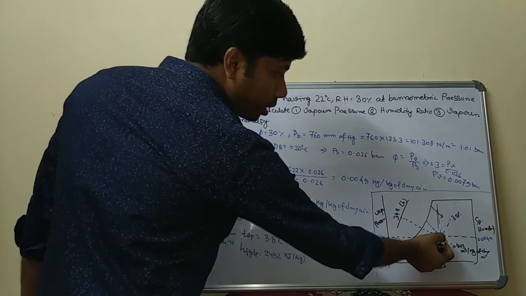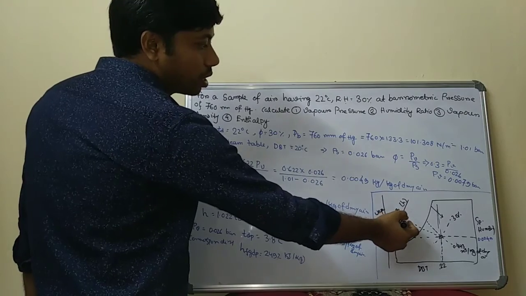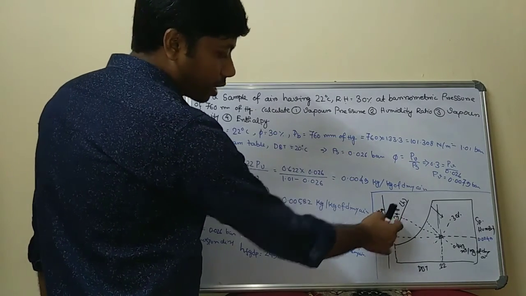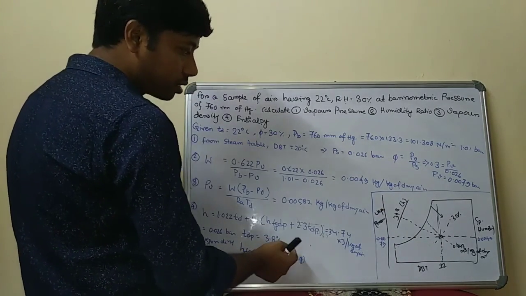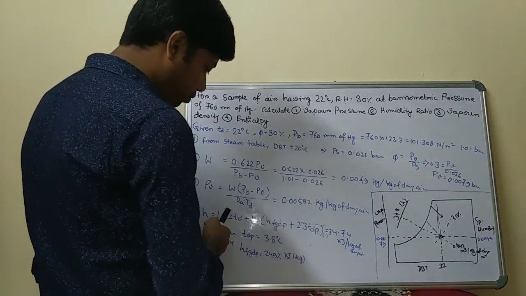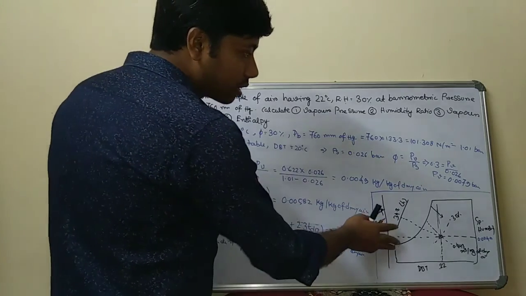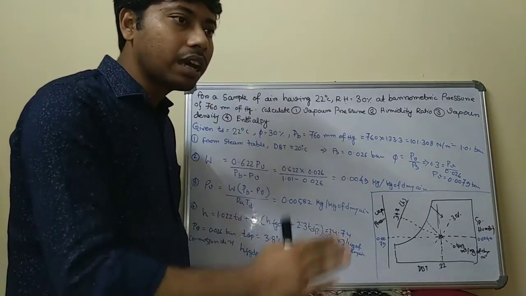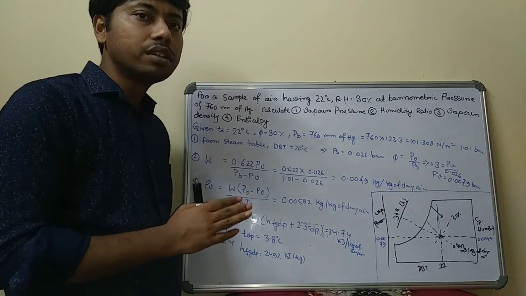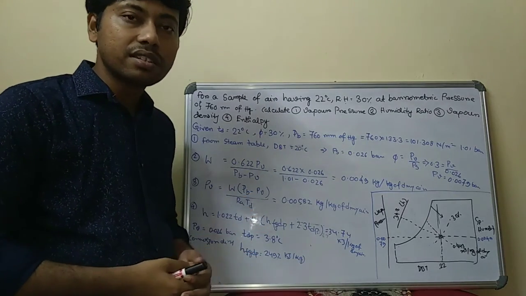So this is your point. If you draw this line corresponding, this line gives you the enthalpy line. That will be your 34.8. That will match the enthalpy which you calculated. So in this way, you can easily solve any psychrometric problem or numerical in air conditioning.